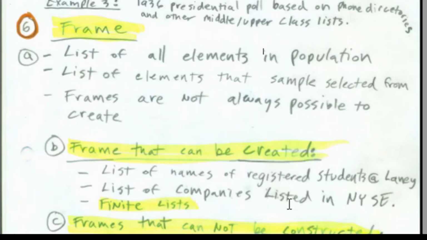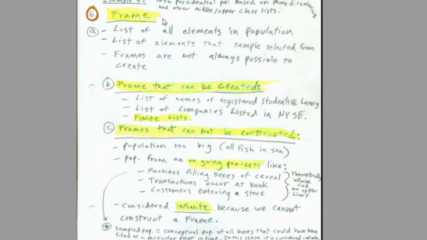All right, now we got to talk about what a frame is. And a frame is simple. It's just a list of all the elements in the population, or a list of elements that the sample is selected from. Now, you can imagine that frames are not always possible to create.